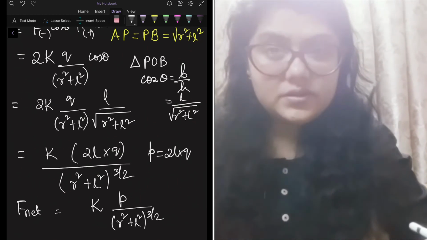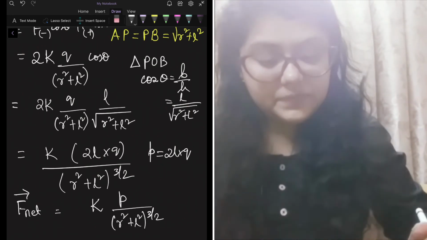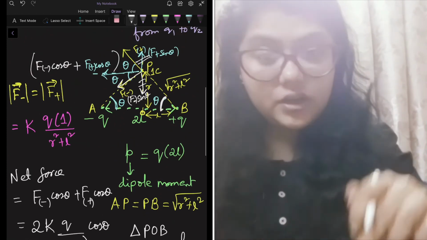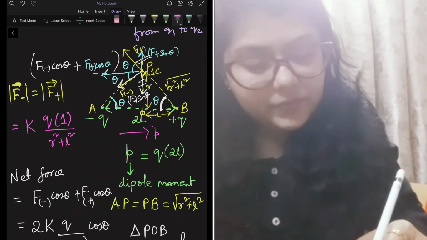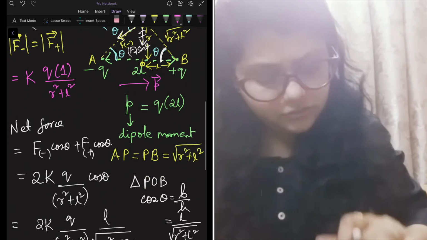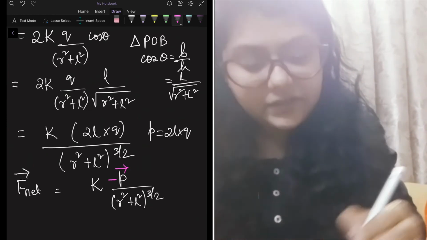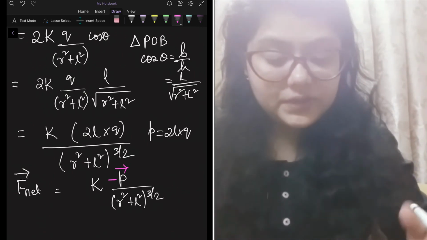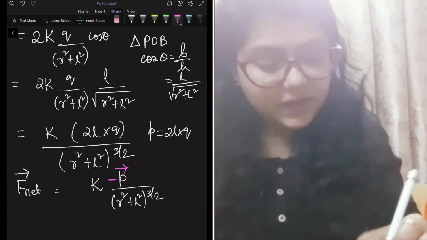Now once again, force is a vector quantity, so let me give the direction. Alright, now see, dipole moment is a vector directed from negative to positive. Look at my diagram. This is the direction of my dipole moment, negative to positive, but my net force is opposite to that. So to justify that fact, what I will do, I will put one minus over here and I will put one vector symbol. So this shows that my net force in this problem is in direction opposite to that of my dipole. So this is my answer.